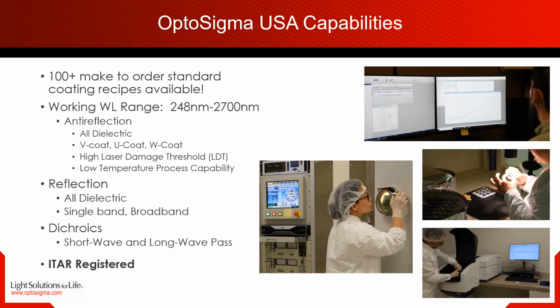We can also reduce temperature so it's at a lower temperature for deposition for those items that may require special handling that can't be exposed to the high temperature normally experienced in a coating chamber. And also our facility in California is ITAR registered for those type of projects.